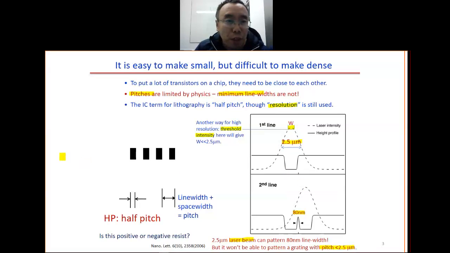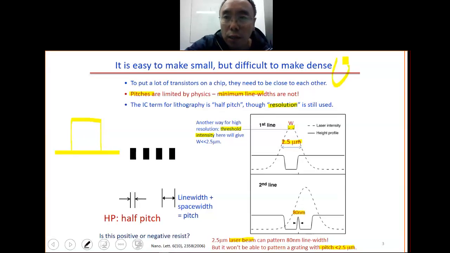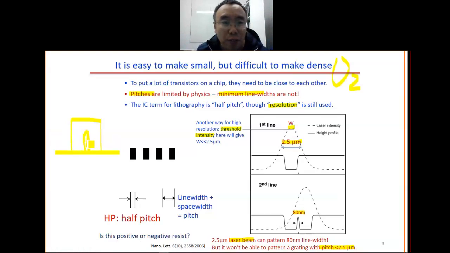Another example: you may have this resist structure. It looks big, right? You can do some process, for instance, oxygen plasma to etch the resist. Because of the lateral etch, in the end the resist profile may be something like this. You can see we can have really narrow, high resolution resist structures, but we cannot make them denser. So this is the basic point of this slide.